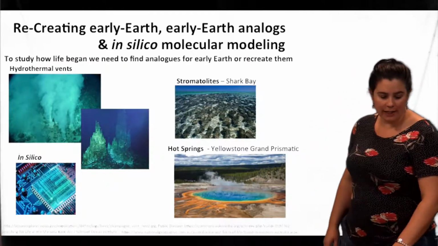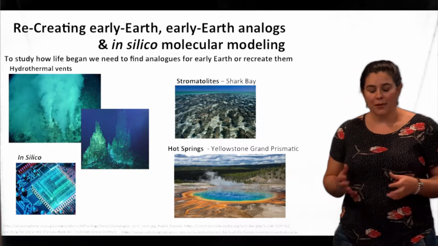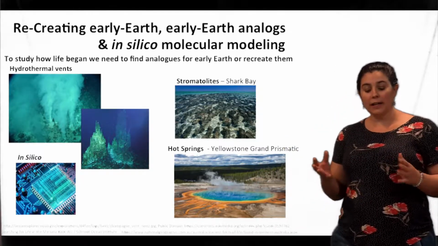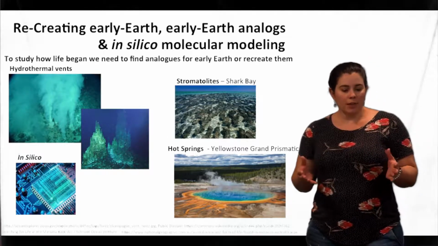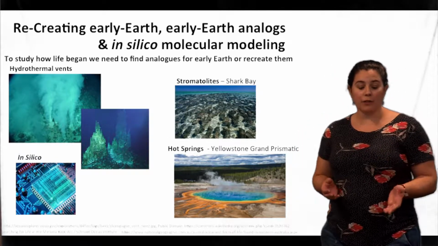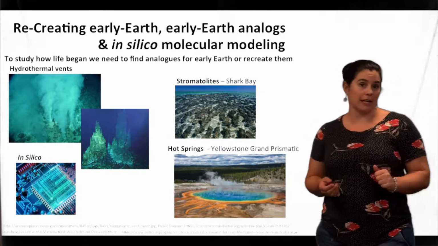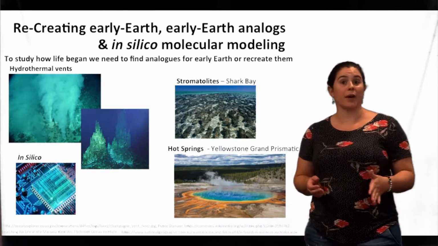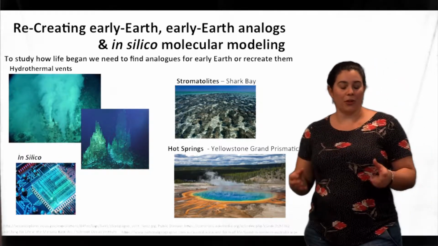And in order for us to study this, we need to look at recreating early Earth somehow, or look at early Earth analogs, or in silico modeling, molecular modeling of some of the molecules that may have existed in early Earth. Some of the great early Earth analogs that scientists use today are hydrothermal vents and modern-day stromatolites, which occur in a couple areas, such as Shark Bay, Australia, as well as hot springs, where there's a lot of heat and a lot of minerals and a lot of organic molecules.